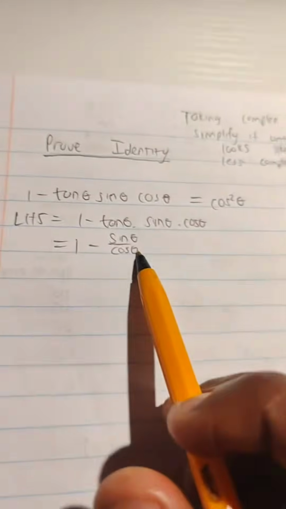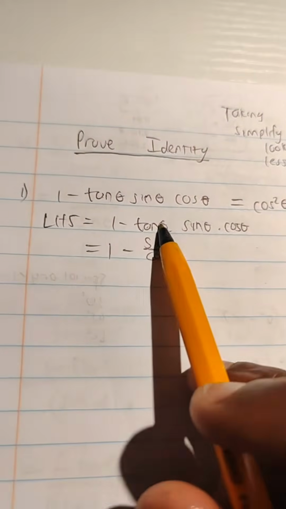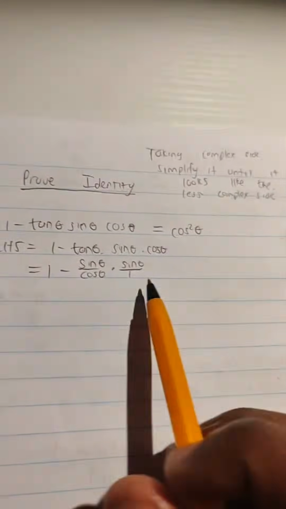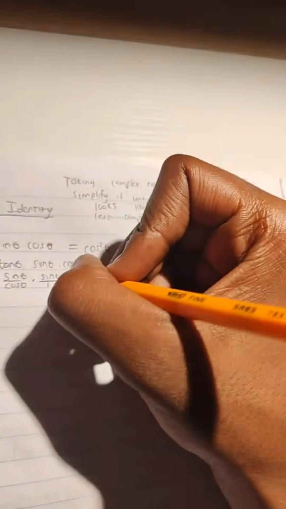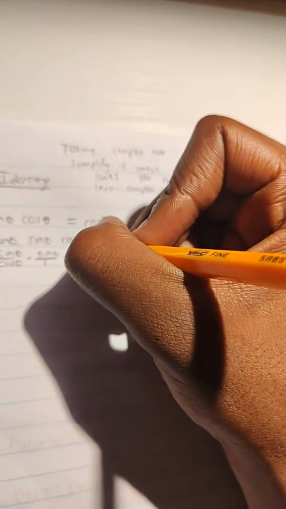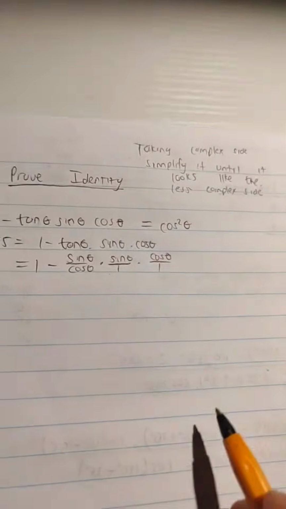So if we come to this problem, what can you see? You have 1 minus tan theta immediately. I am going to use my identity. Substitute in the place of tan theta, sine theta over cos theta. Multiply by sine theta. Let's reveal it. Sine theta over 1. Cos theta, we know most is cos theta over 1.